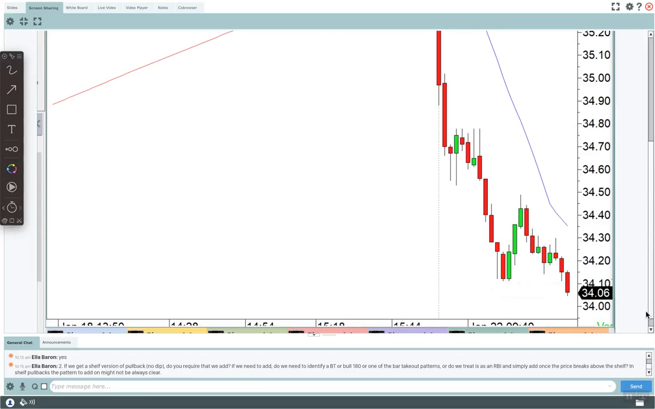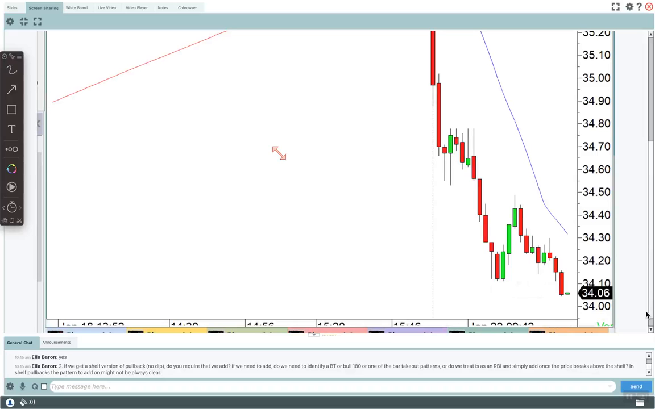All right. If we get a shelf version of the pullback, no dip, you can add on the break. Yes.